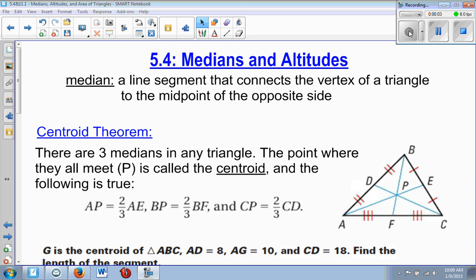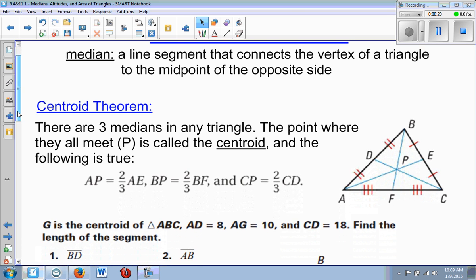Today's lesson is going to cover a couple of different concepts, medians and altitudes. And then on the back, we're also going to cover the material about how to find the area of a triangle. So let's first talk about a median. By definition, a median is a line segment that connects the vertex of a triangle, so one of the points, to the opposite side's midpoint.